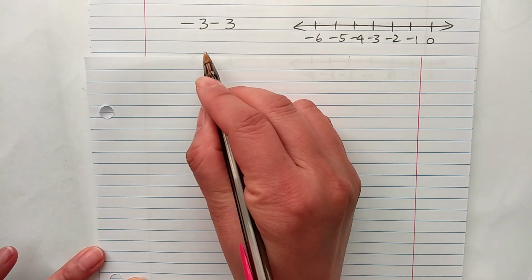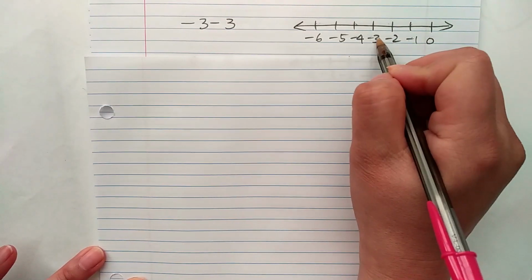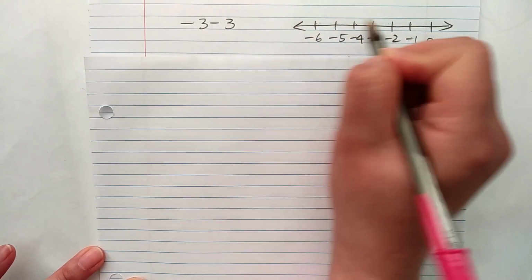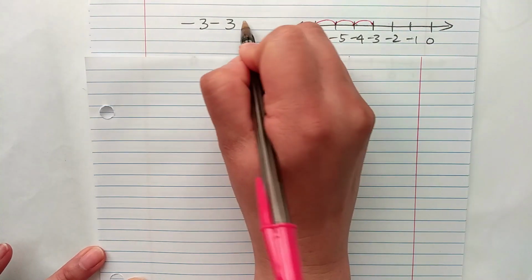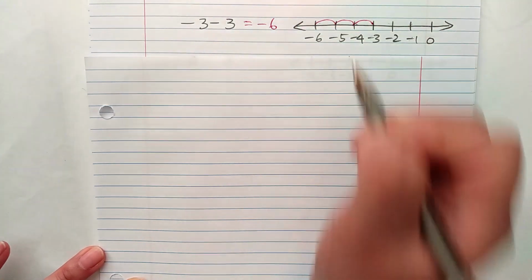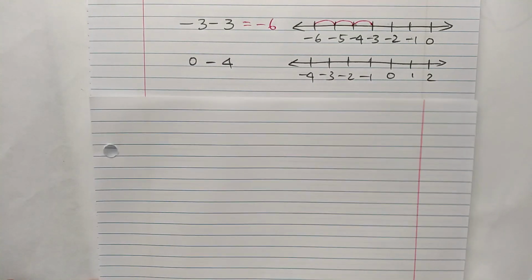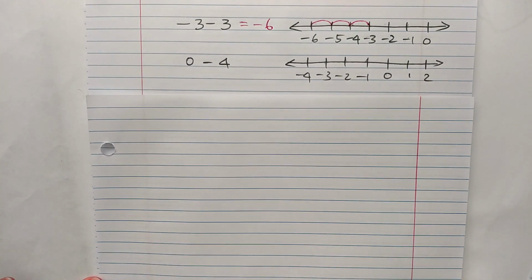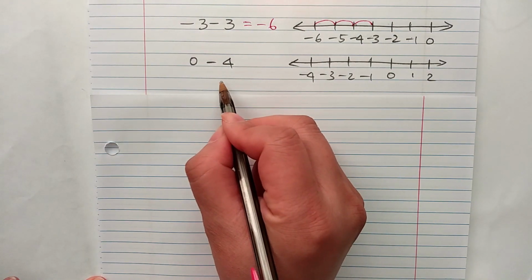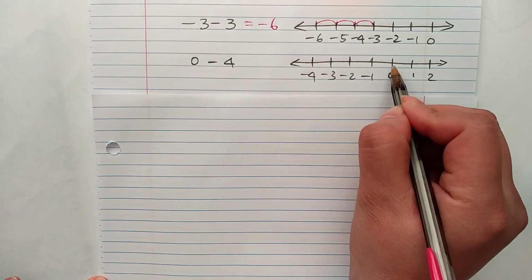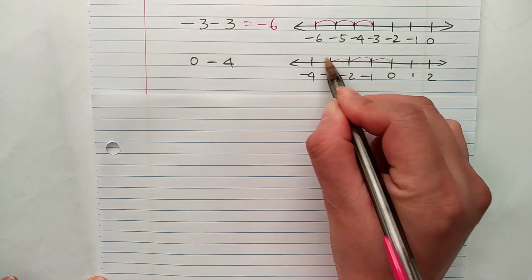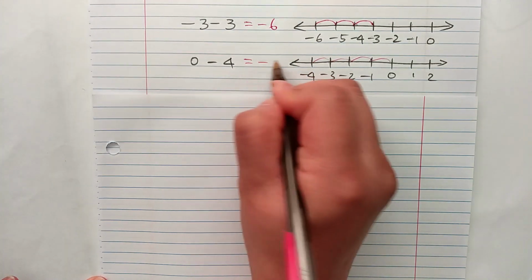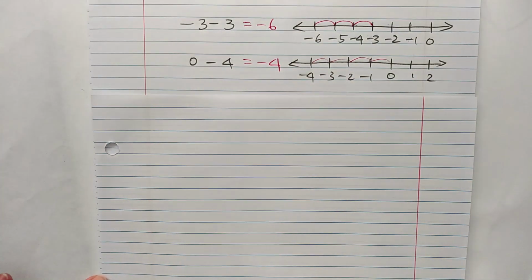Negative 3 minus 3. So go to negative 3, take 3 steps to the left. 1, 2, 3. So it is negative 6. 0 minus 4. From 0, take 4 steps to the left. 1, 2, 3, 4. So it is negative 4.